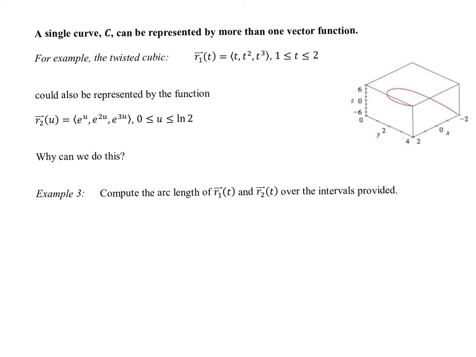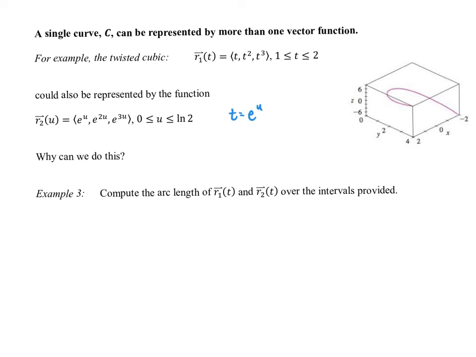You could change the parameter and say that we want to let t equal e to the u, and then all of a sudden the exact same identical curve would be represented by a completely different looking vector function, e to the u, e to the 2u, e to the 3u, and the parameters obviously change as well so that it maps the exact same curve. But if you were to graph these two, you would get exactly the same portion of the twisted cubic.